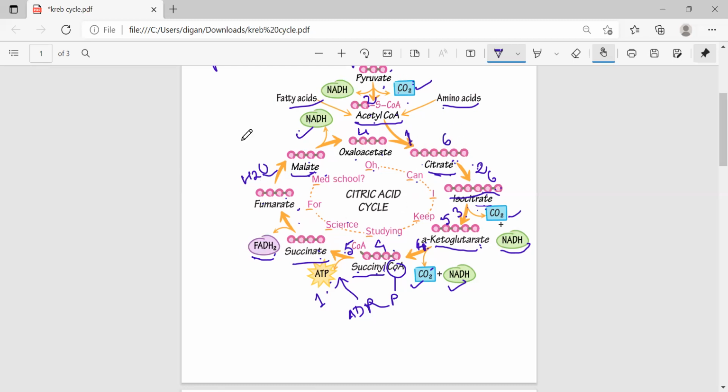So these are all 8 steps of the citric acid cycle. And as a result, in a single turn, 2 carbon dioxide molecules are produced, 3 NADH molecules are produced, and 1 FADH2 molecule is produced in this cycle. So this is a complete turn of the citric acid cycle.